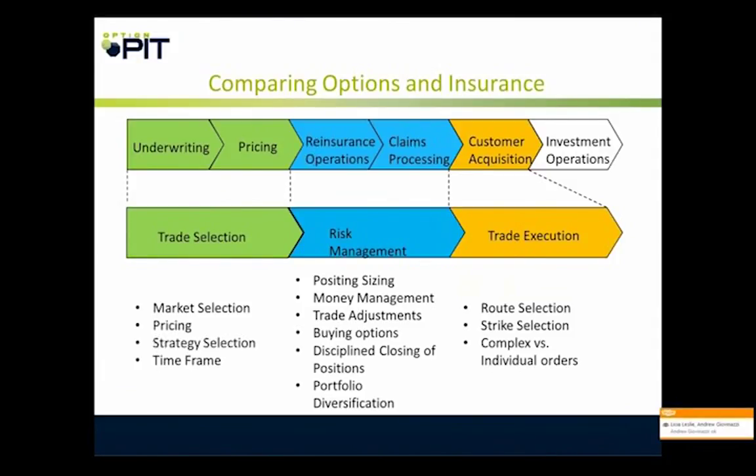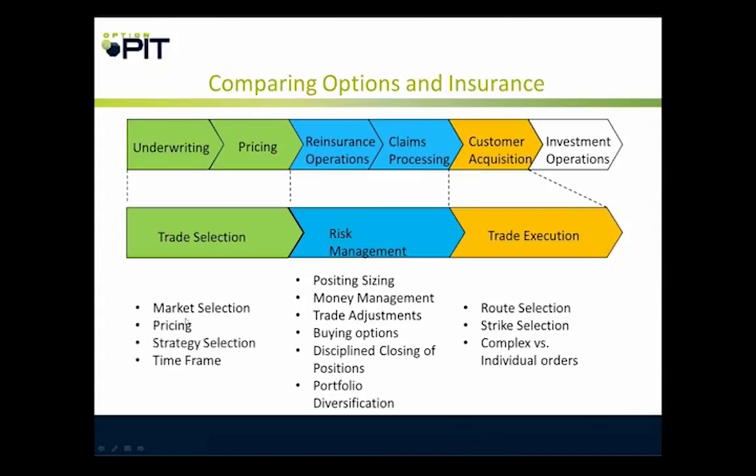This is how I would compare options and insurance. Underwriting and pricing is going to be your trade selection. Underwriting is how they choose the client, and pricing is what they charge the client. Then risk management, that's how not to lose a bunch of money. That's reinsurance and claims processing. In essence, dealing with your losers and hedging yourself off. Then there's customer acquisition, which is trade execution. And then insurance companies have investment operations. Your income strategy is an investment operation.